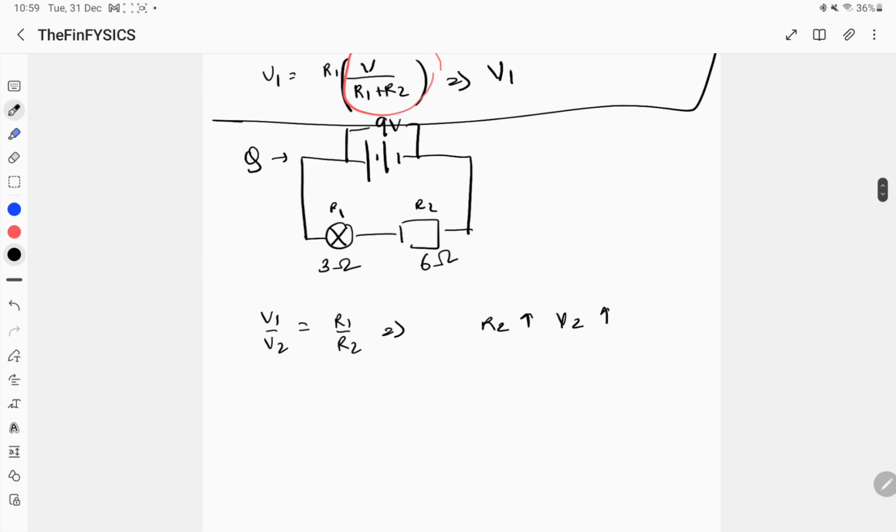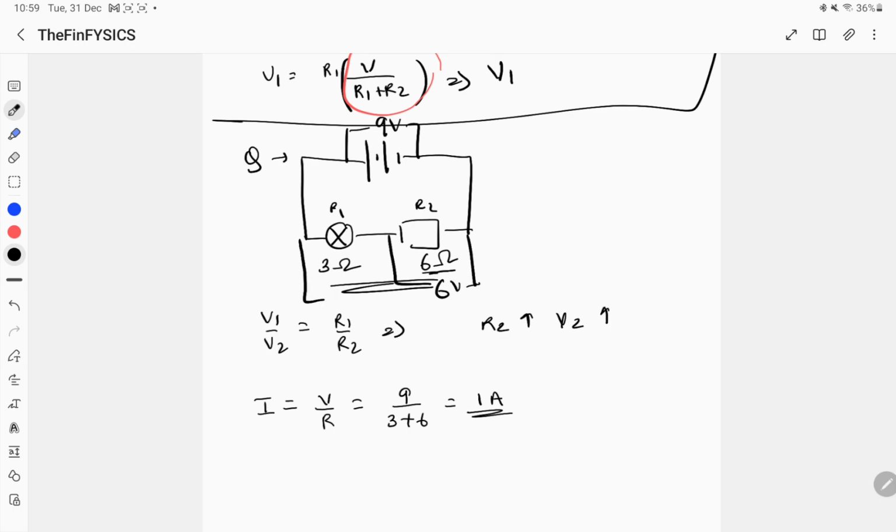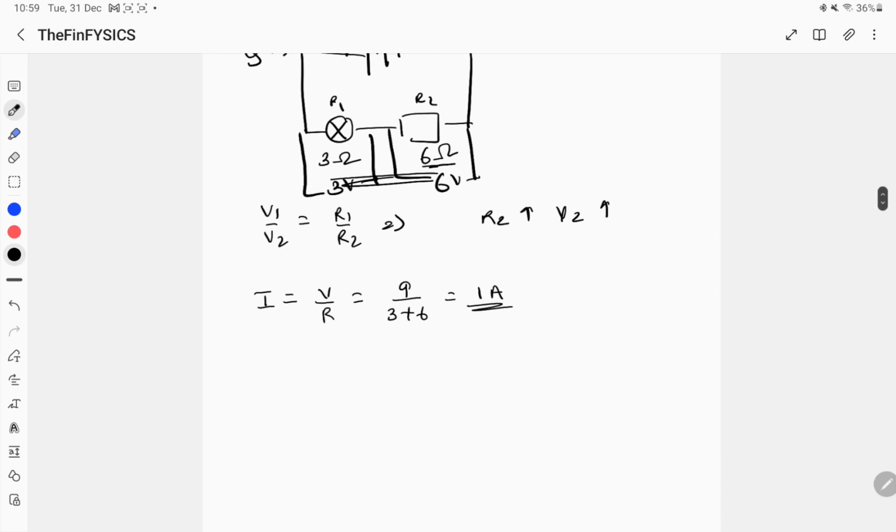How do I solve this? Now to solve this, first you need the total current. So my total current becomes total voltage upon total resistance. Total voltage is 9, total resistance is 3 plus 6. Why? Because they are in series. So 9 upon 3 plus 6 becomes 1 ampere. This is my current. This current flowing through the 6 ohm resistor will give you the voltage across the 6 ohm resistor, which comes out to be 6 volt.